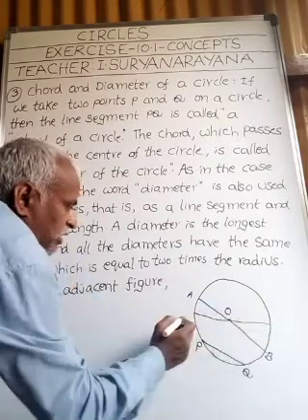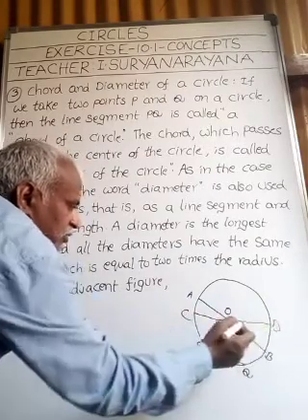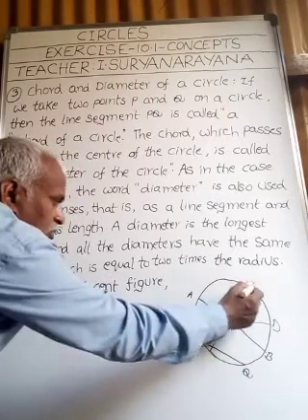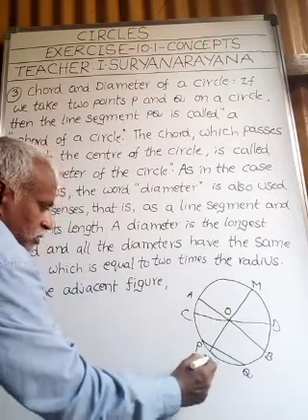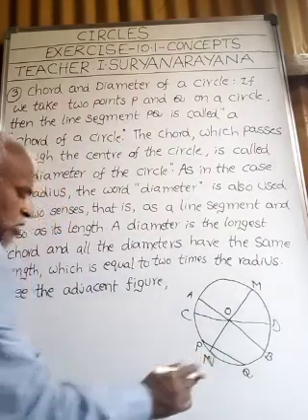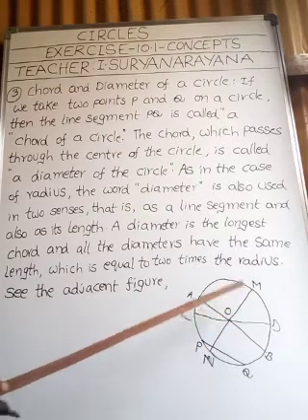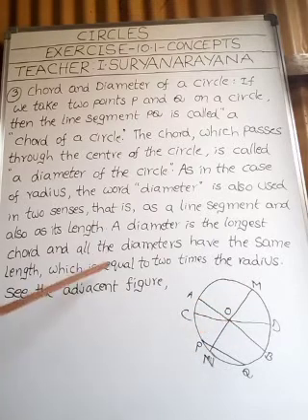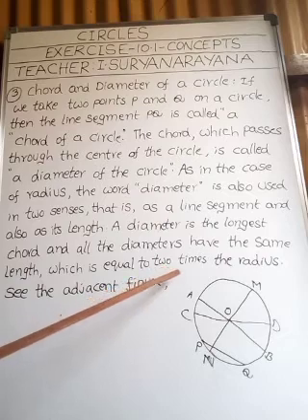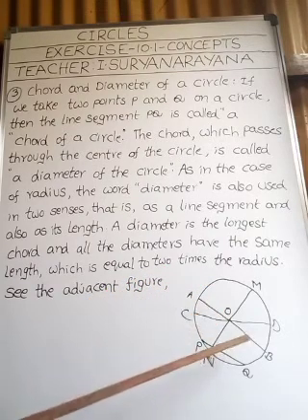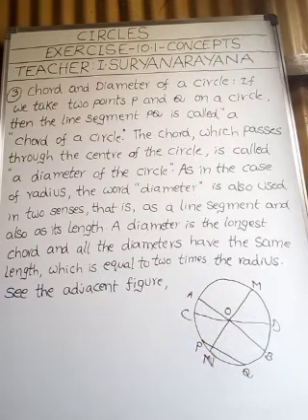Suppose this is one diameter. Okay, my children, this is another diameter. All these are diameters of the circle, and all these are of equal length, and they are 2 times the radius. The length of the diameter is equal to 2 times the radius.